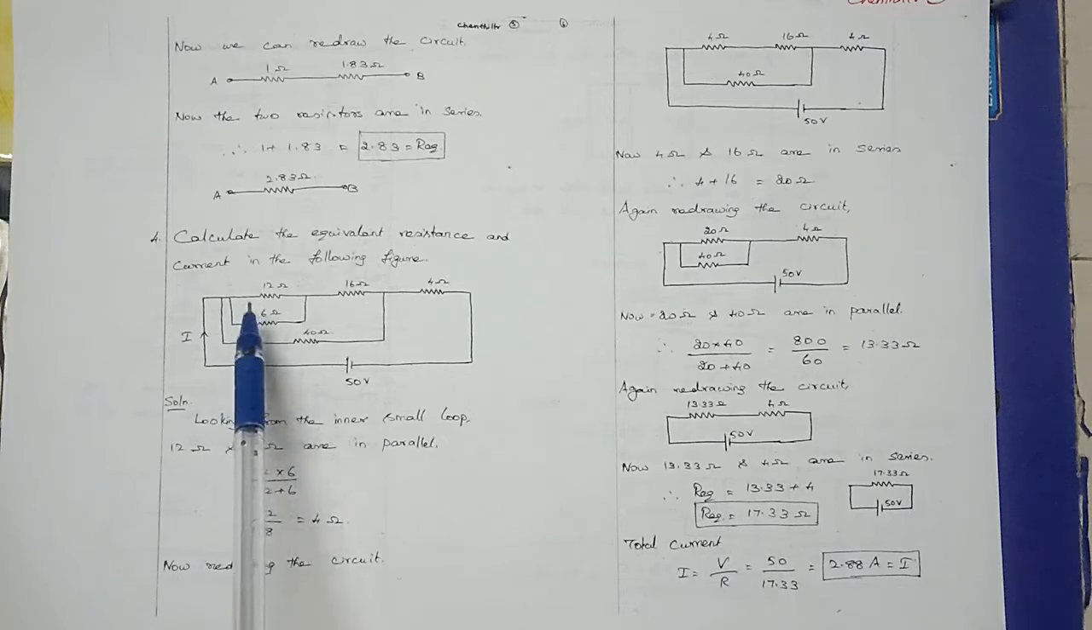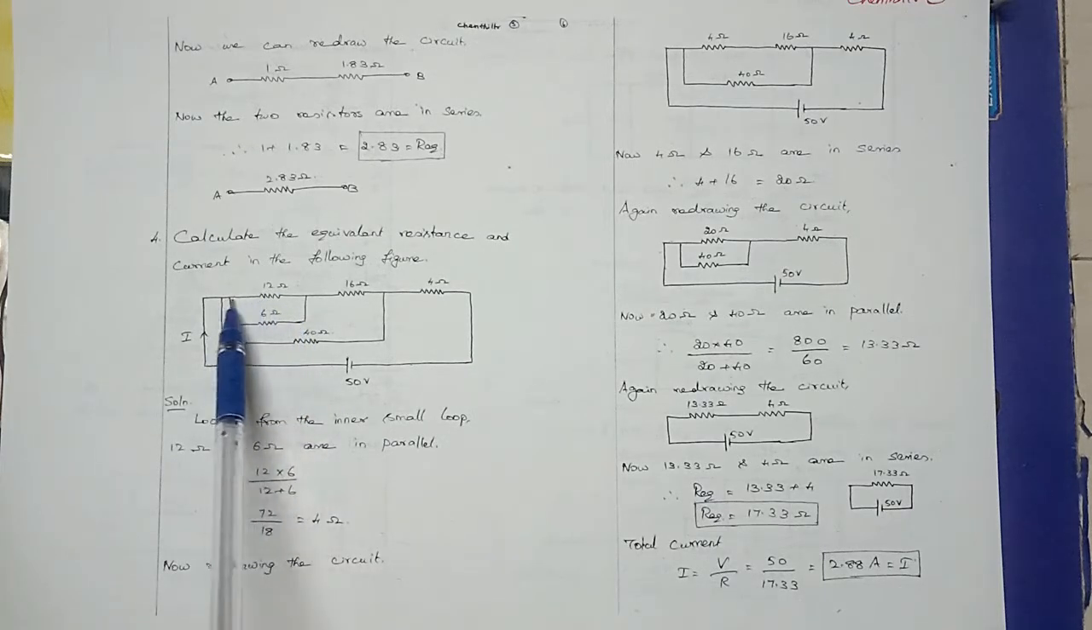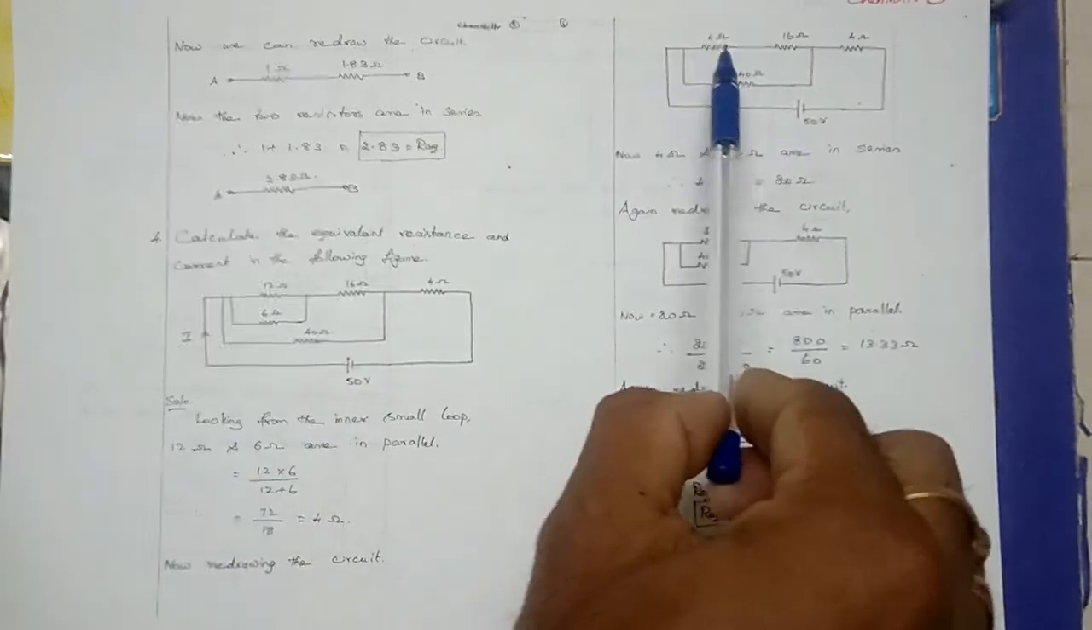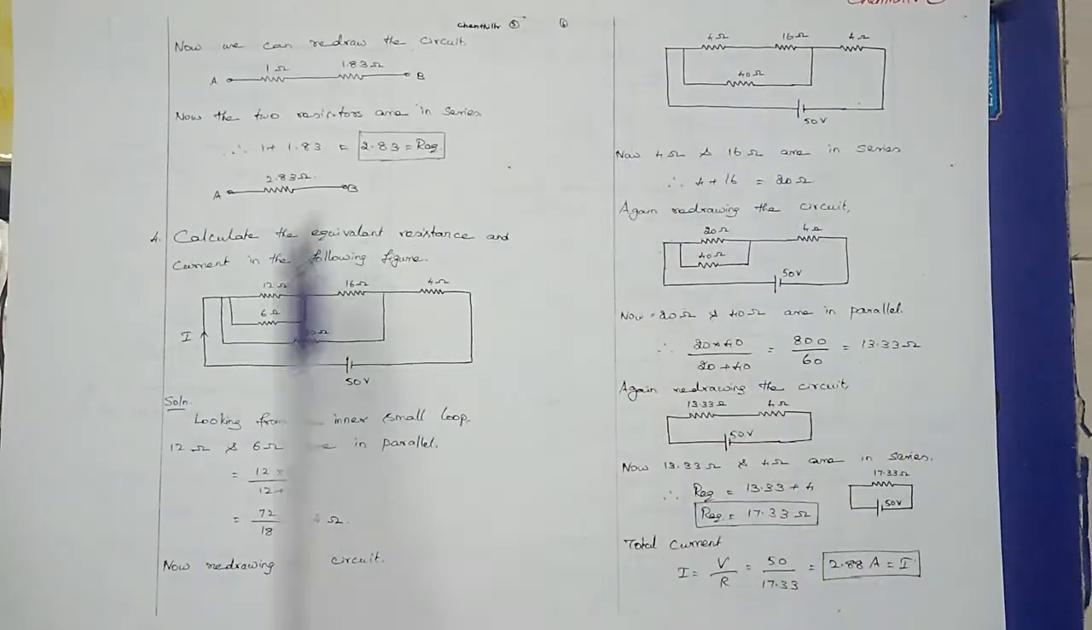So we know we want to start from the smallest loop. So first, current comes here, it divides between this and this. So these two are in parallel. So you can simplify it, you will get this. So these two resistors are replaced by a single resistance 4 ohm.